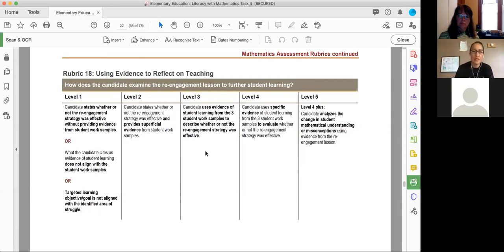Level 3 says candidate uses evidence of student learning from the 3 student work samples to describe whether or not the re-engagement strategy was effective. So again, always going back to that evidence, the student work samples. You want to describe whether it was effective or not, which is important because you want to talk about, again, both what the students did right or wrong on this assessment that you're talking about, okay?